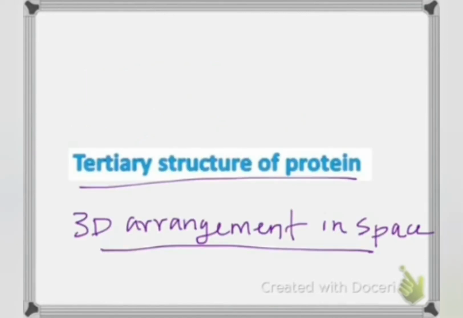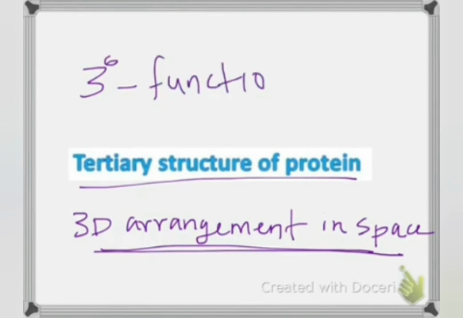The tertiary structure of proteins is the 3D arrangement in space. Tertiary structure is the functional unit of a protein.